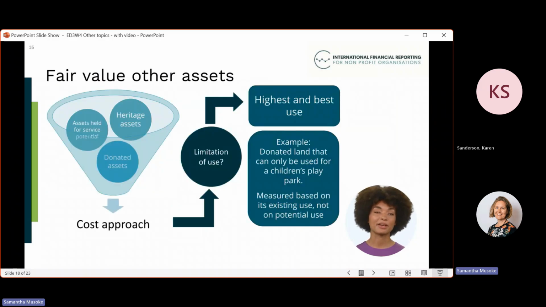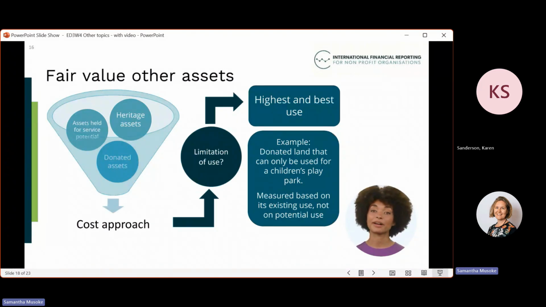Whether donated or not, many assets held by NPOs may be difficult to value. This may be because they are unusual in nature, heritage assets such as historical sites, or simply because they do not generate cash flows. INPAG clarifies that the cost approach is to be used for these assets. This results in a value based on the current cost to replace the service capacity of an asset. INPAG provides additional guidance where there is a restriction on how it can be used. The fair value is based on its highest and best use, with those restrictions in place.